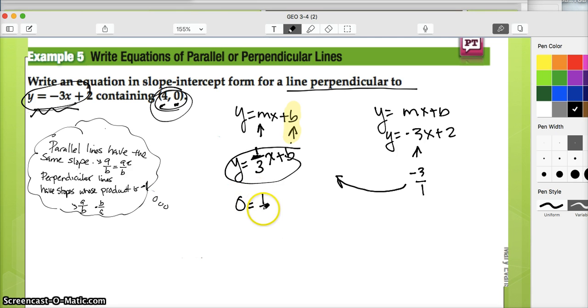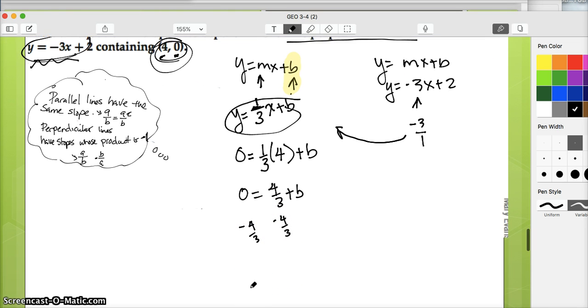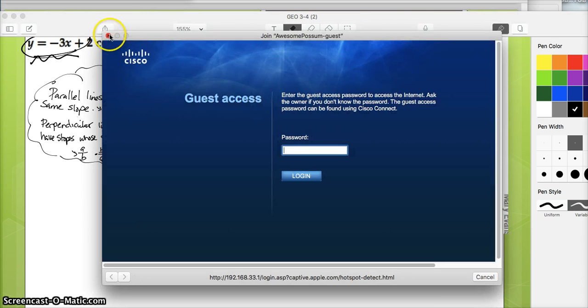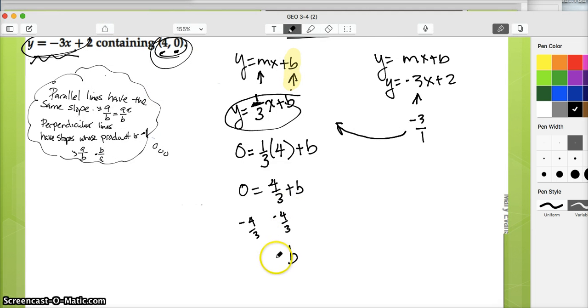Pretty slick, huh? So 1/3 times 4 plus b is going to give me 0, right? Because I plug in the 0 for y, since that's the y term, and plug in the 4 for x, since that's the x term. So 0 is equal to 4/3 plus b. Move this guy over to the other side, subtract 4/3 on both sides. Somebody's saying right now, I hate fractions, but they're not so bad. They are our friends. So b is equal to -4/3.